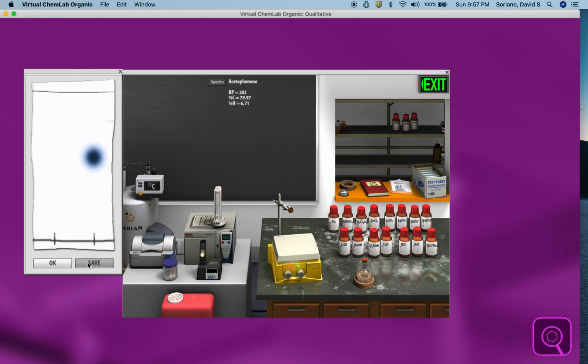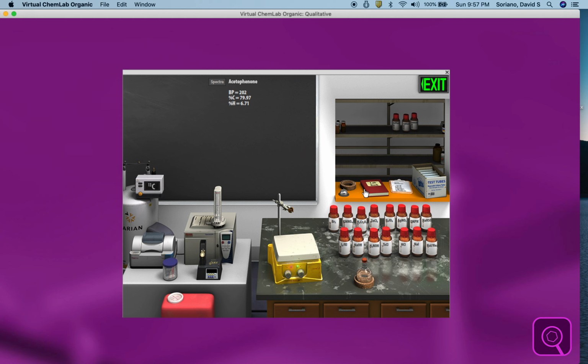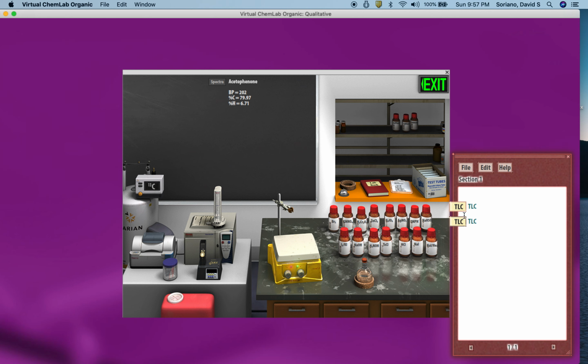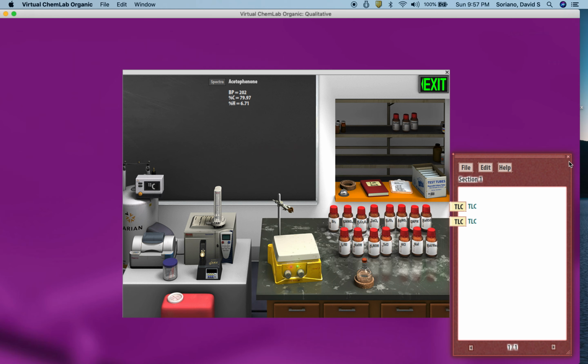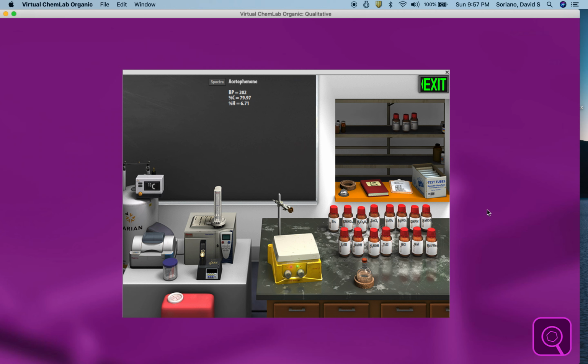If we hit save and then OK, I can open up the notebook. I double-clicked it twice, but then you can examine the TLC, see? So I'll X that out. It's a nice feature. There are unknowns. I won't do one in this video, but you can characterize unknowns chemically or by spectroscopy.